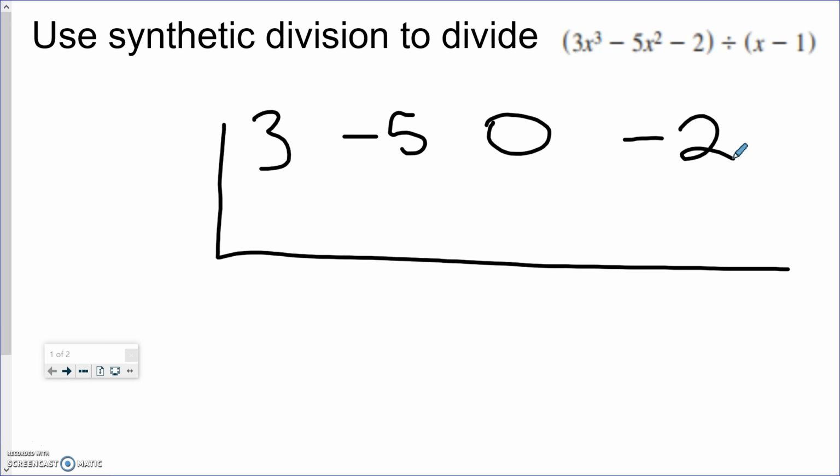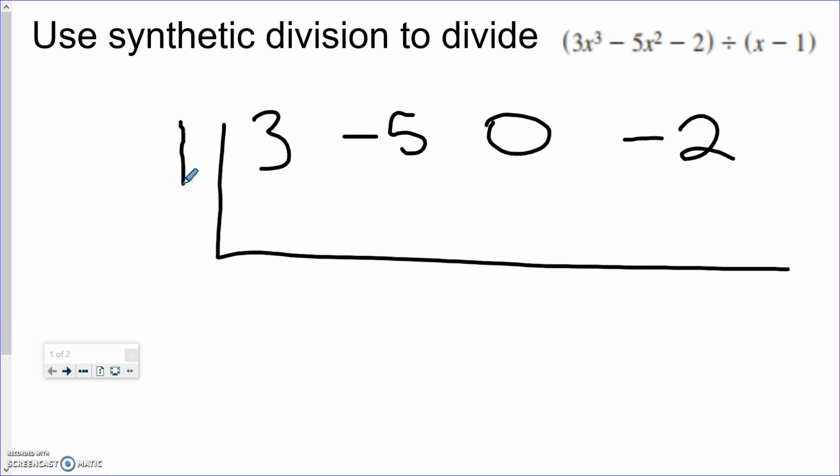Before we go ahead and use our synthetic division, we will also need to determine what number to put here. Remember, synthetic division only works when we have a first degree binomial, meaning our exponent on our x is a 1, and it's only a binomial, so we have only 2 terms. So I'm going to use this 1, and I change the sign. See how it's minus 1? I'm going to have to put a positive 1 here.